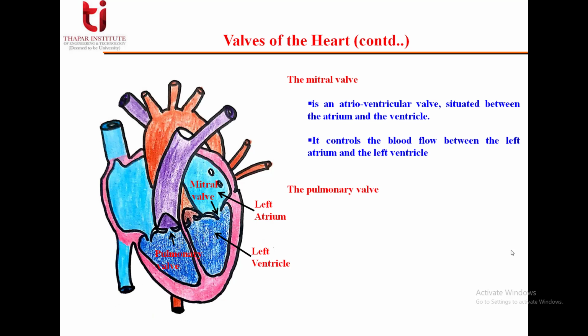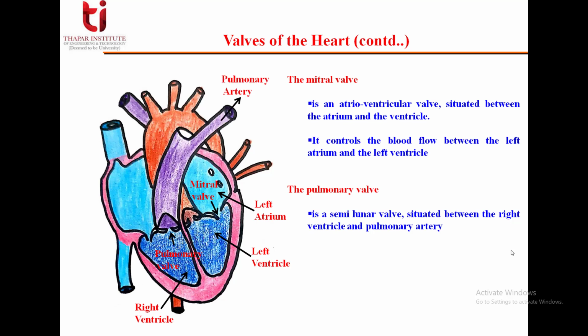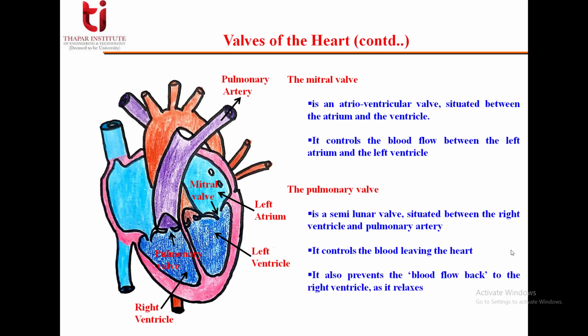Next is the pulmonary valve. It is a semilunar valve which is situated between the right ventricle and the pulmonary artery. What does it do? It controls the blood which is leaving the heart. It also prevents the blood from flowing back to the right ventricle when it relaxes. After contraction, the ventricles will relax, so the blood should not come back into the ventricles, and that is prevented by the pulmonary valve.